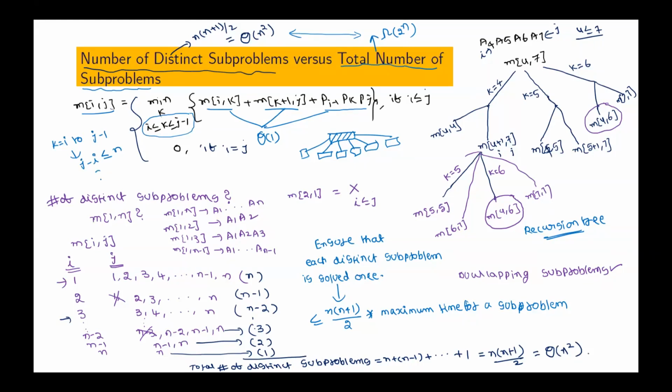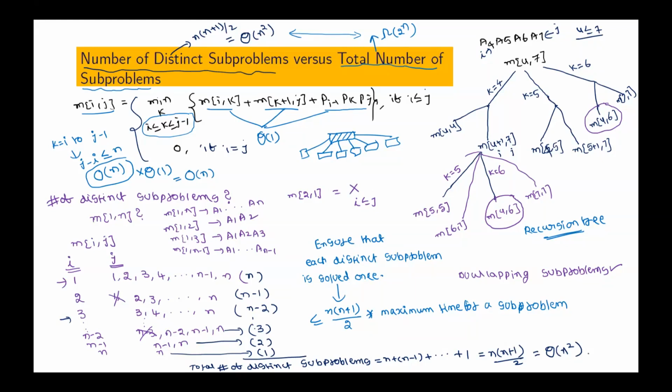That means we are going to repeat it order of n times, but each time it takes theta of 1 time. So to calculate m of ij, the total time it takes is order of n. Any subproblem doesn't take more than order of n time. Is that correct? Yes, sir. Okay.